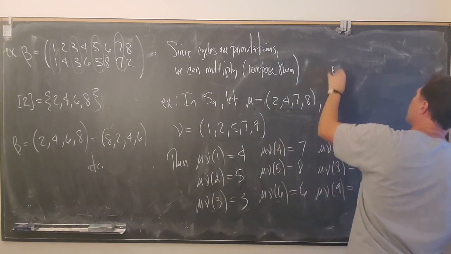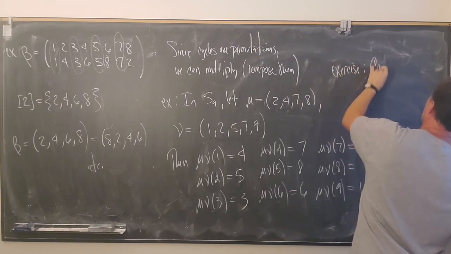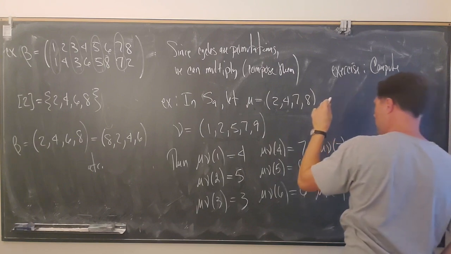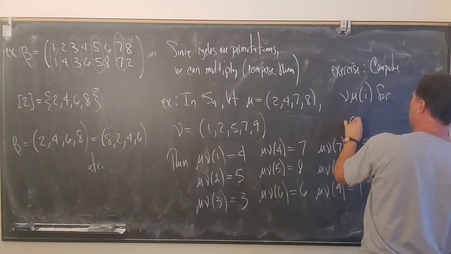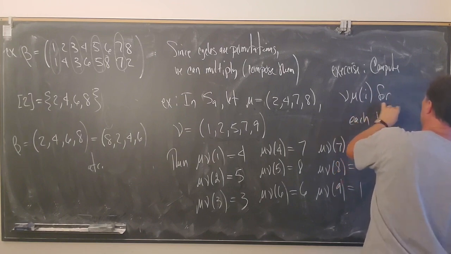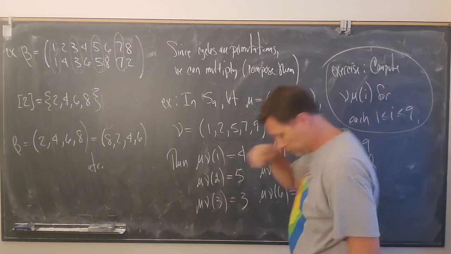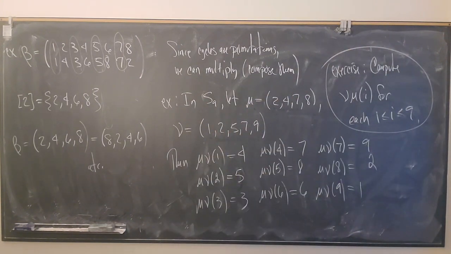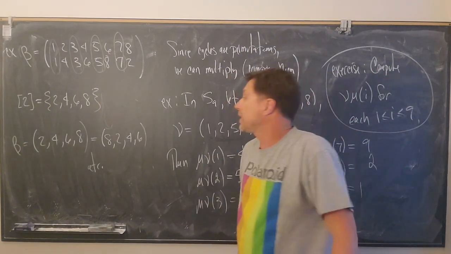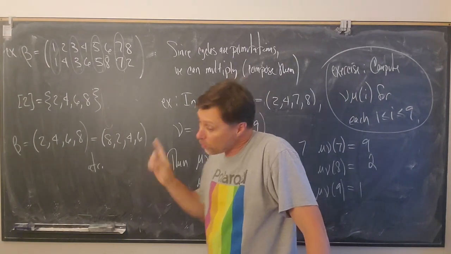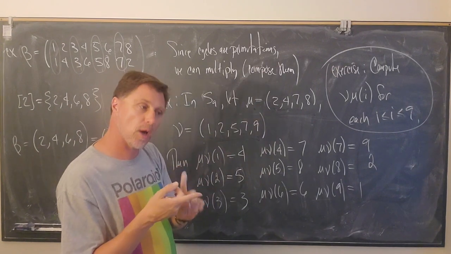As an exercise, compute nu mu of i for each i between 1 and 9. Okay, so what you notice now is we took two cycles, we multiplied them together, and that gave us a permutation, which, by the way, this particular product is not a cycle. It gave us some other permutation.